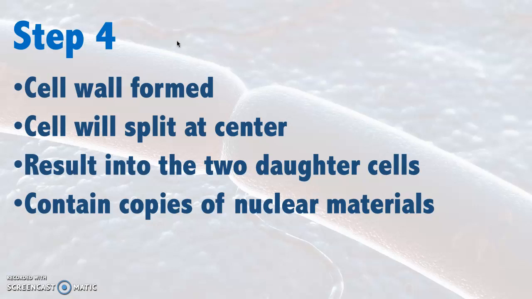Now, it's important to remember that these two daughter cells each contain copies of the nuclear material from the parent cell. Remember, we started with one parent cell, and now the end of binary fission results in two identical cells, both having genetic material from the parent cell.